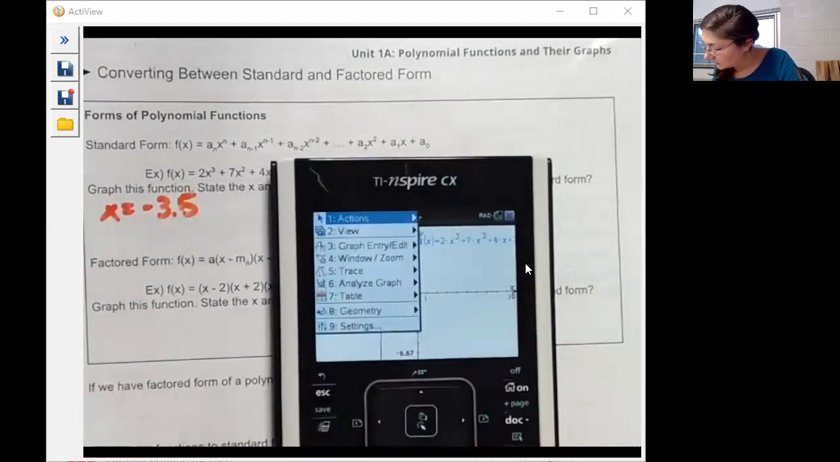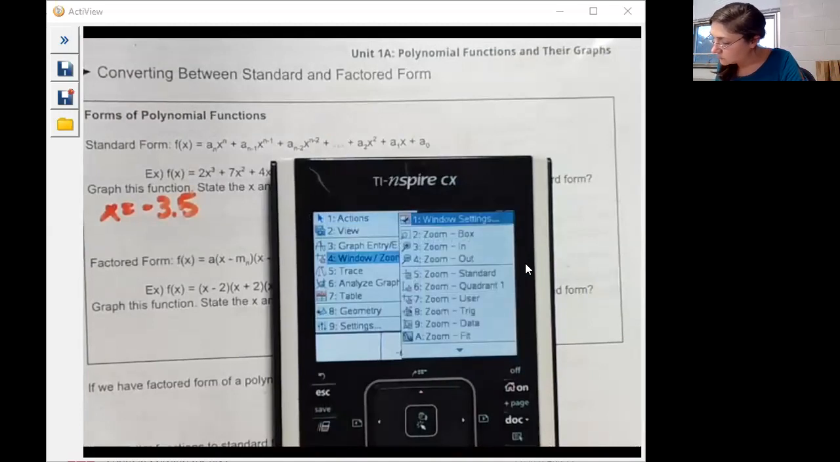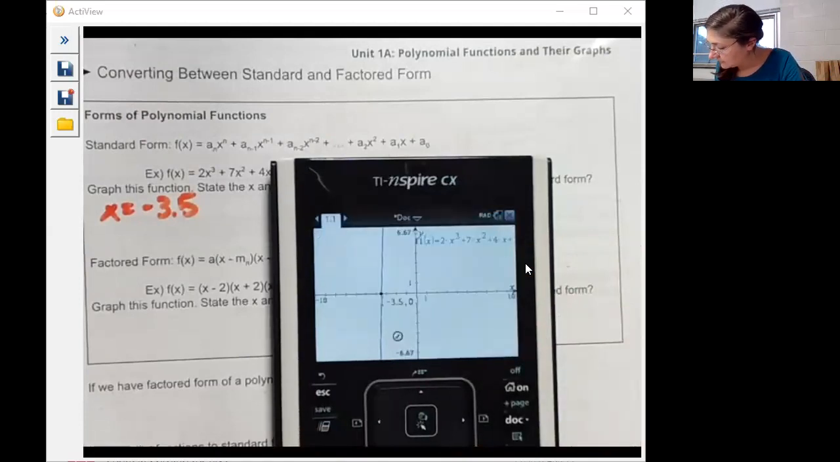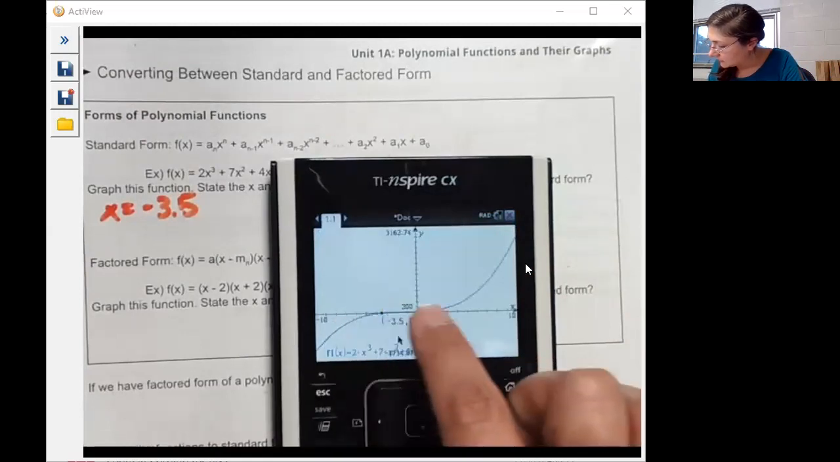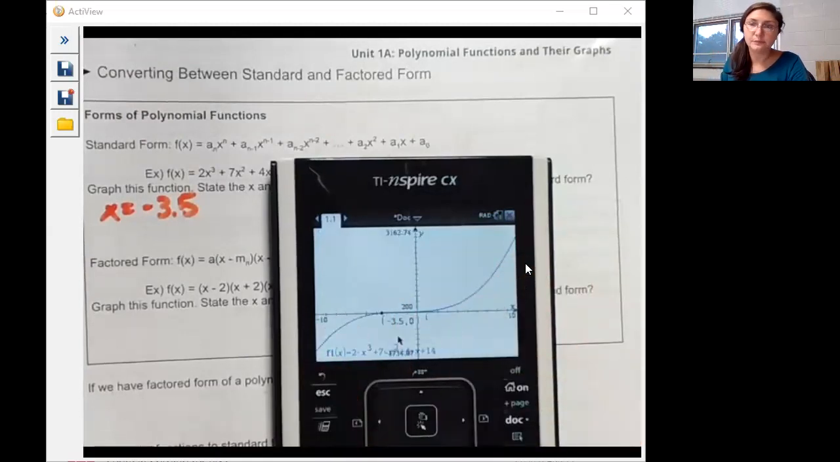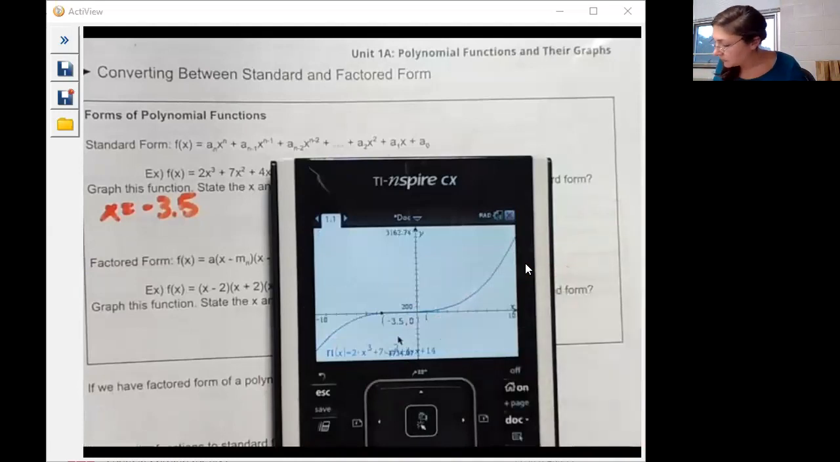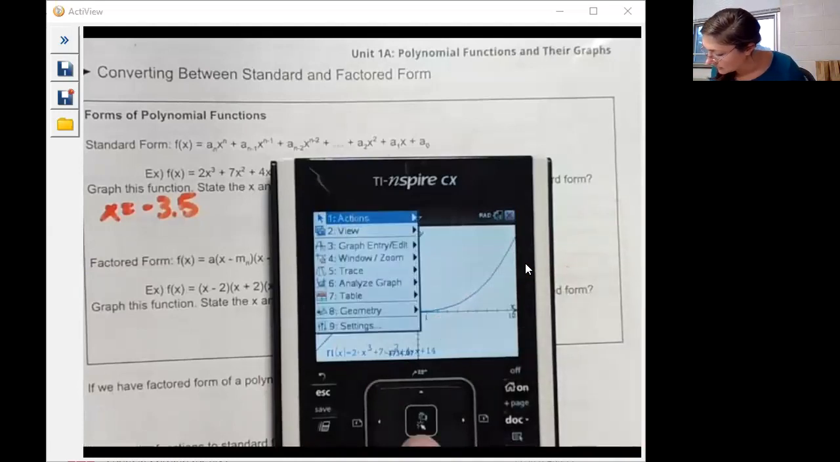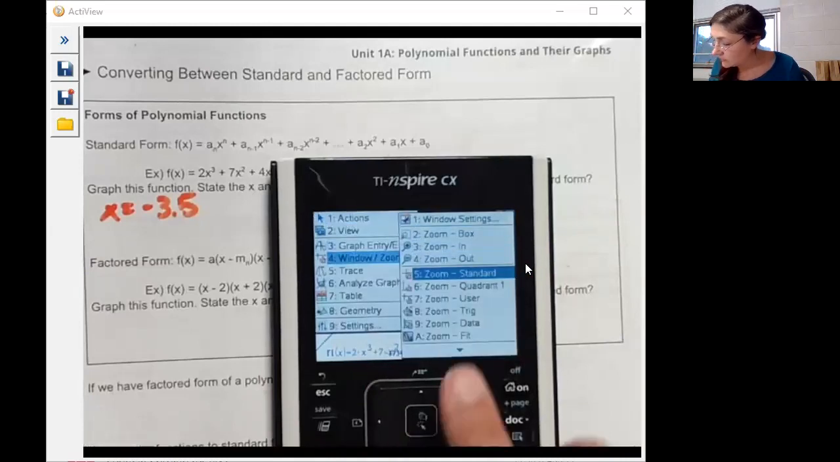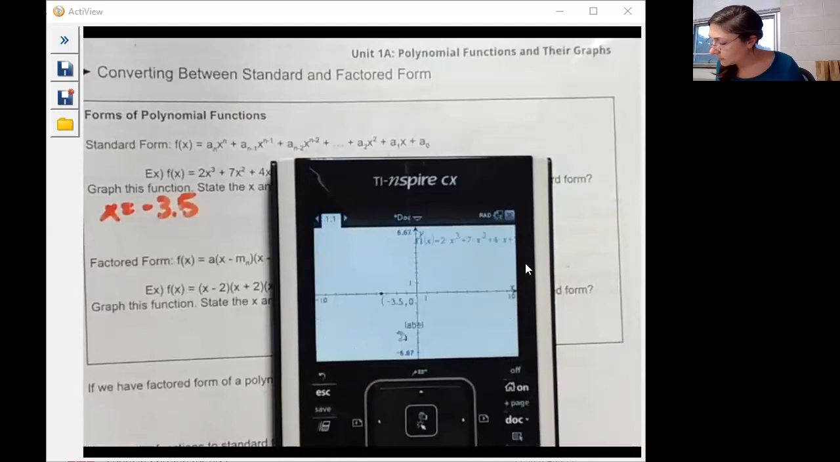So I'm going to go to menu, down to that window zoom option, and you have zoom in and zoom out. I personally am usually a fan of zoom fit, so I'll see what that looks like here. I do zoom fit, I get this sort of big picture view of my polynomial. That's nice if I have a kind of awkwardly shaped polynomial so I can see what everything looks like. The not nice thing here is that my scale is adjusted so much that it's difficult to see my y-intercept. So for this particular function, I'm going to go back to menu and adjust my zoom back to standard. That takes me back to my normal graph window.